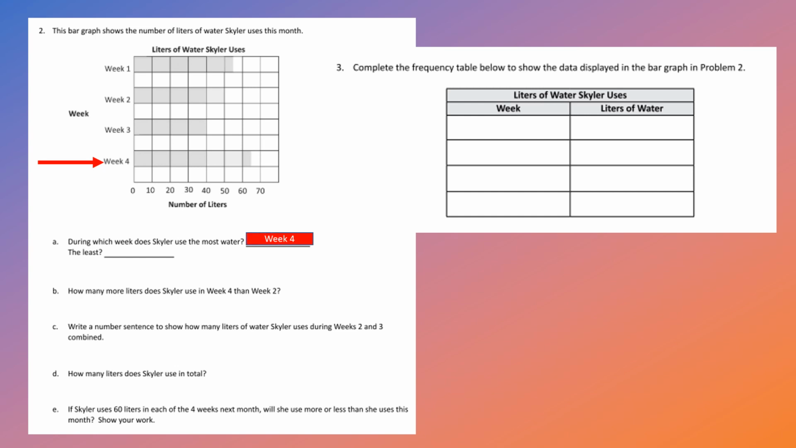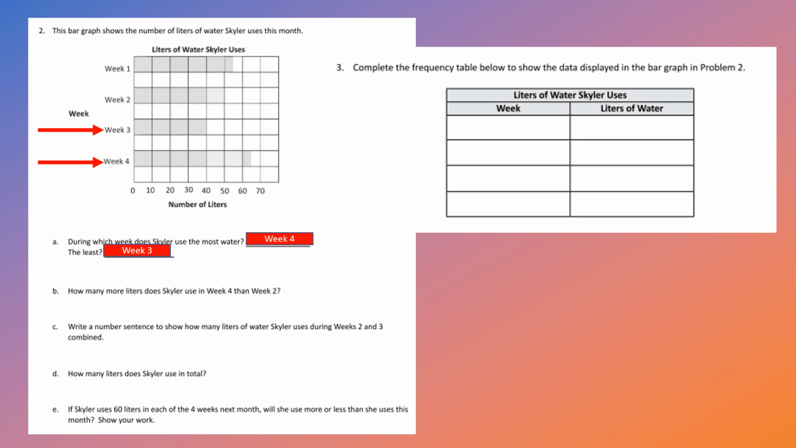Now, which week does Skylar use the least amount of water? Which week's bar is the shortest? Right, week 3. So on our blank, we're going to write week 3. Good. Now let's move on to B.